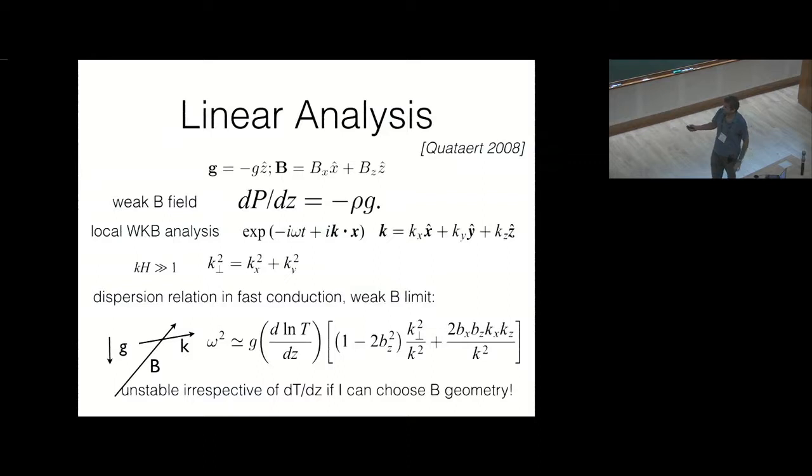So the other interesting thing to notice here is that there can be an instability for any direction or any sign of dT dz, as long as you're allowed to choose the magnetic field direction. So if your dT dz is negative, you can choose Bz to be 0, and you have a negative sign of omega squared. So omega is the oscillation frequency. If omega squared is negative, you have an instability. On the other hand, if your dT dz is positive, you can choose Bz to be 1. That is, you can have initial field lines which are vertical. That's also unstable.